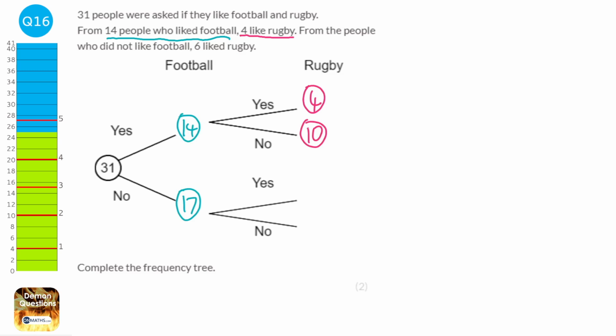But what about the bottom section? This part here, we've got 17 who didn't like football. It says from the people who did not like football, 6 liked rugby. So we've got 6 there, and that must mean that we've got 11 who did not like rugby.